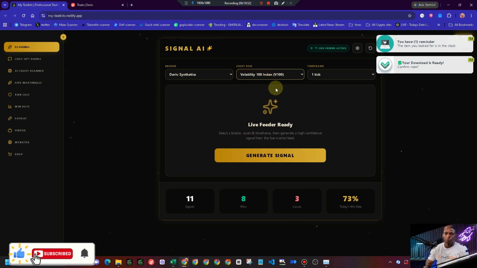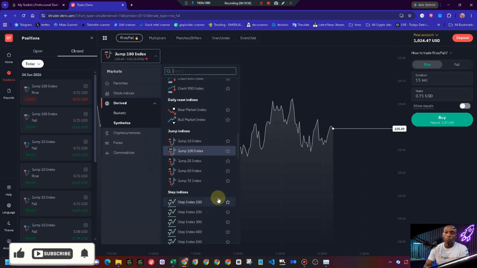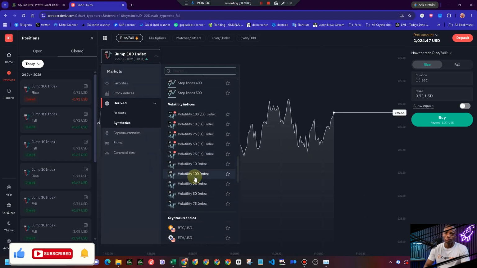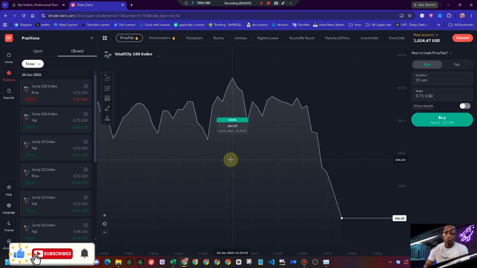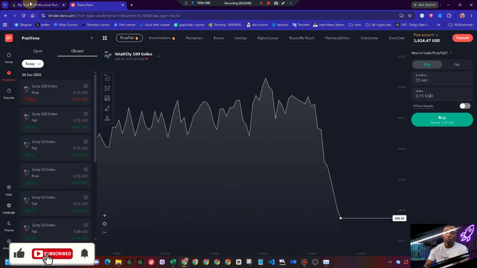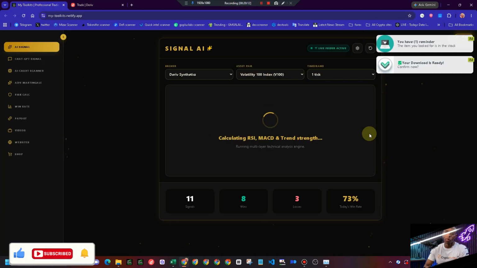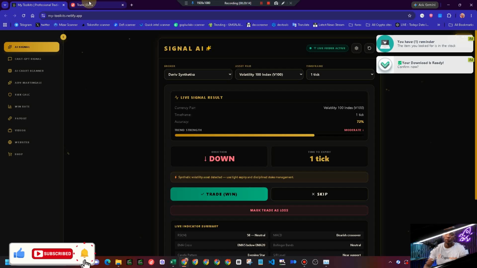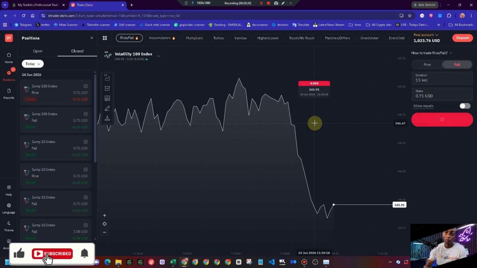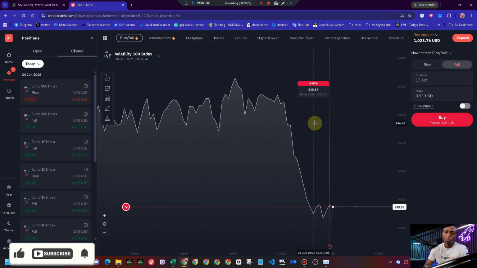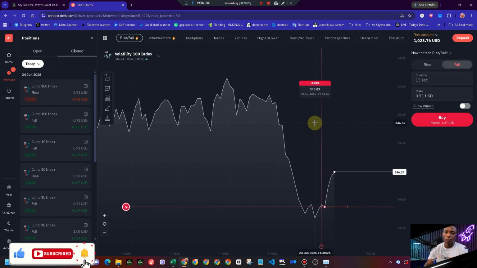I would love to change my pair to Volatility 100 Index. I'll change it to Volatility 100 Index. So don't stay in one particular asset pair. Always change it. So let's generate. Here we have down, that's 4. So click on 4. Alright. This is what we call U-turn.